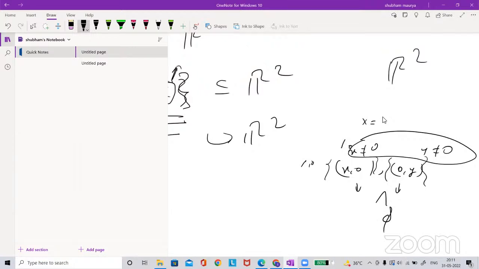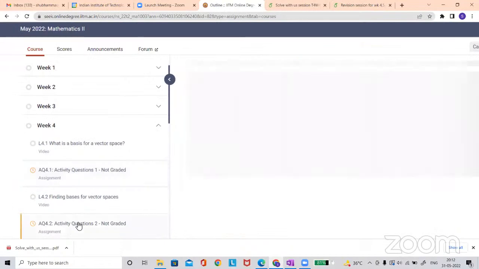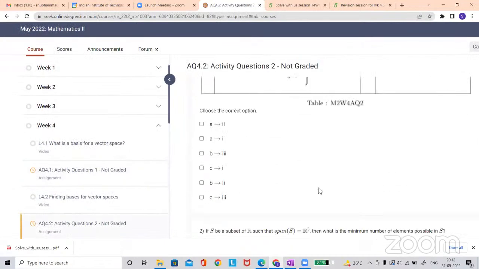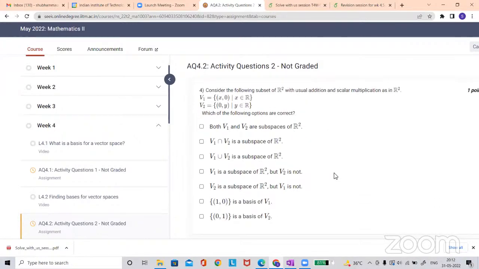So is phi a subspace? Phi is the empty set. Actually, phi is said to be the zero subspace. Just one minute, there is a question in activity 4.2, that's why I got confused. Where is that? In activity 4.2, go down, yeah, this one. Question number 4.